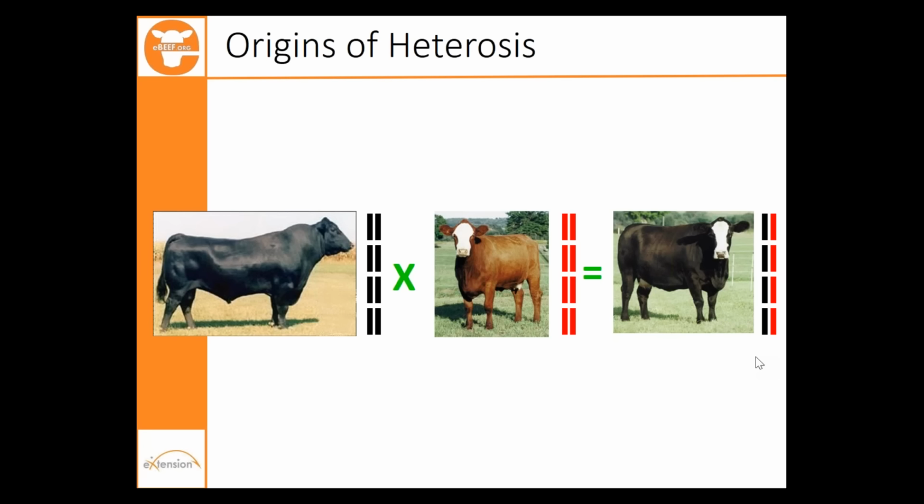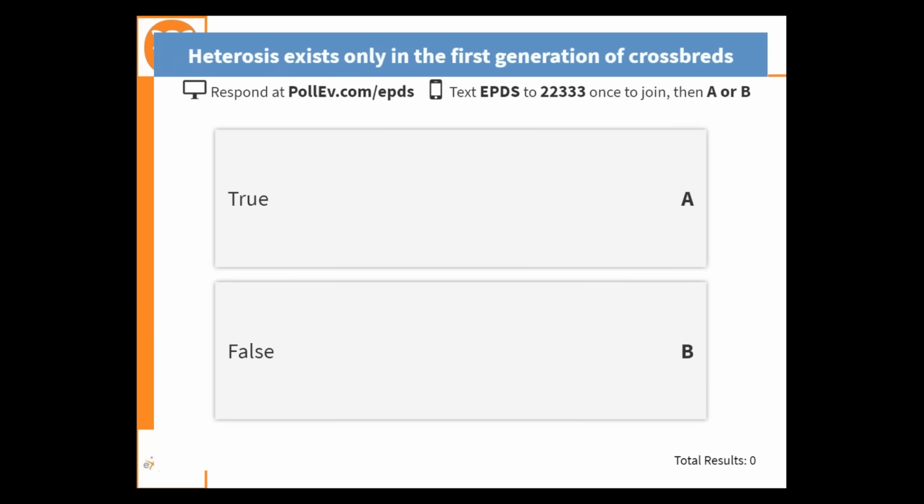Bob, have you heard any common statements about heterosis? Sure. One of the common comments is that heterosis only exists in first generation crosses. And so we'd like to get your opinion. What's your view? Do we only get heterosis in first crosses? You can respond true or false to our poll here. Again, text EPDs to 22333 if you've not already joined the polling exercise. And then just respond A or B here, A for true or B for false.